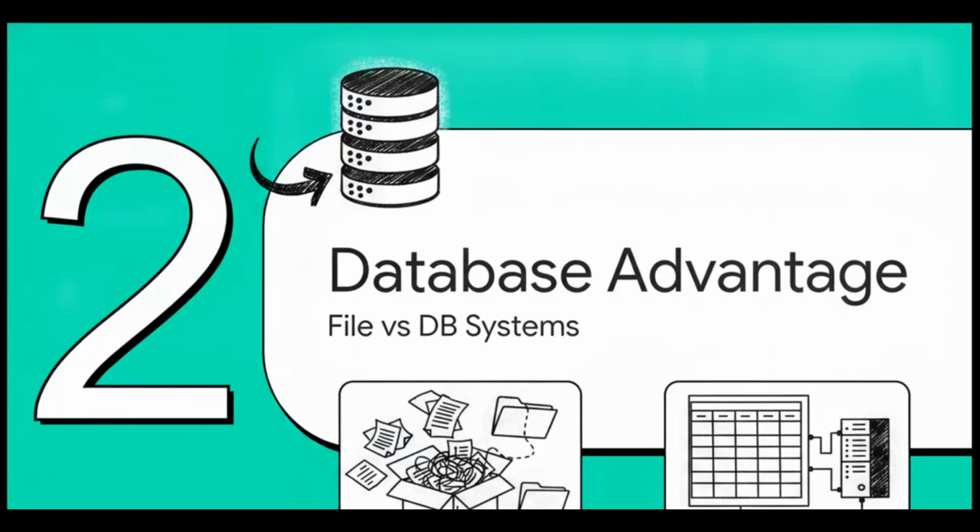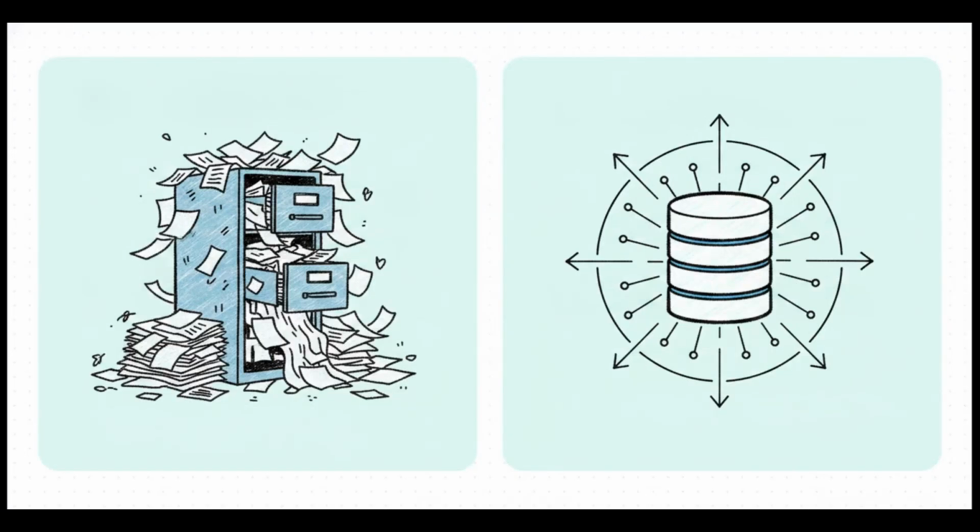Moving right along to Section 2, the database advantage. To truly appreciate modern systems, we kind of have to look back at how things used to be. Think of a traditional file system like a chaotic, overflowing physical filing cabinet. Every department has its own cabinet, files get duplicated all over the place. Someone takes a folder out, loses it, and trying to find one specific cross-reference piece of paper, yeah, that takes hours. It is wildly inefficient.